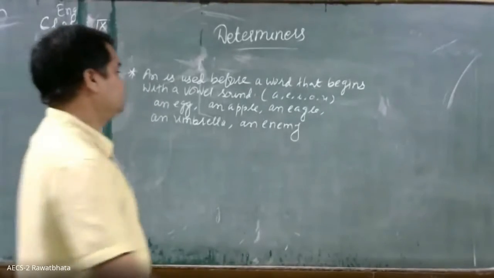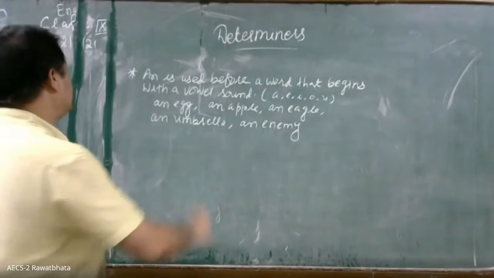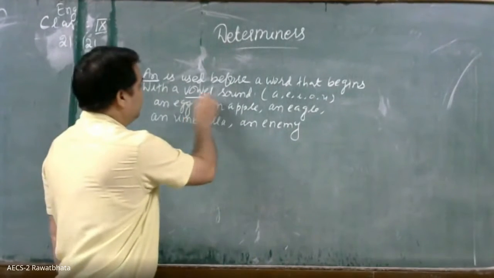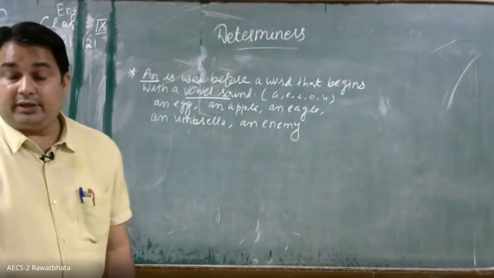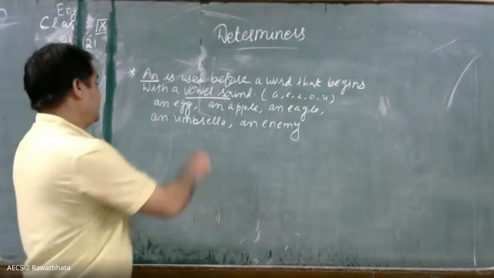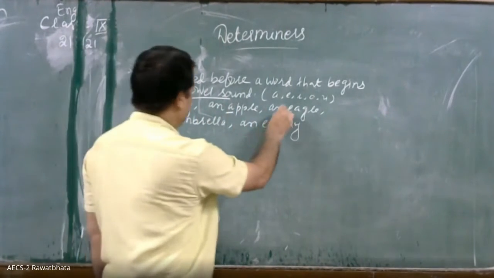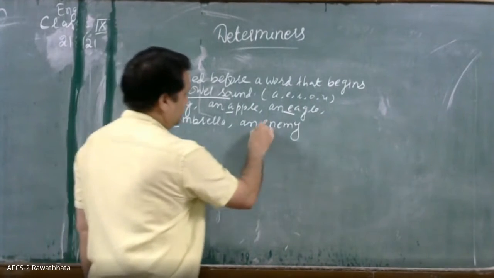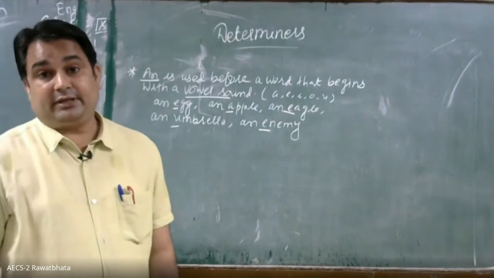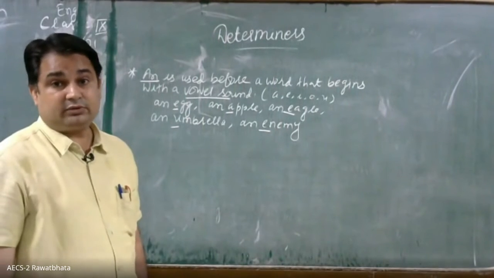Okay, so students, "an" is used before the words that begin with a vowel sound. Where is it used? It is used before words which begin with a vowel sound. In all these words, an egg, an apple, an eagle, an umbrella, an enemy, what sound is there? Vowel sound is there. And as there is a vowel sound, so what is used? "An" is used before them.